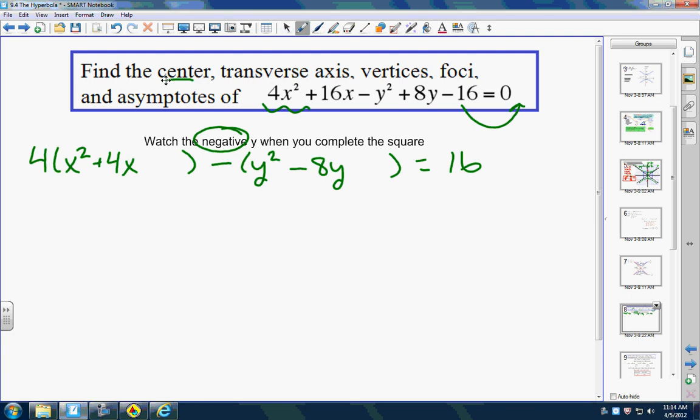Now we complete our square. Half of 4 is 2, squared is 4, but we really didn't add 4, we added 16. Half of 8 is 4, squared is 16, but we didn't really add 16, we really subtracted 16. Now, use your favorite math F word, get this guy all factored out. Always half of b, squared.